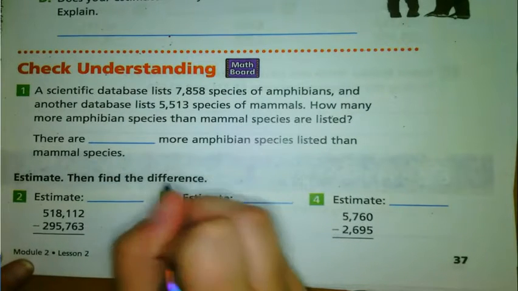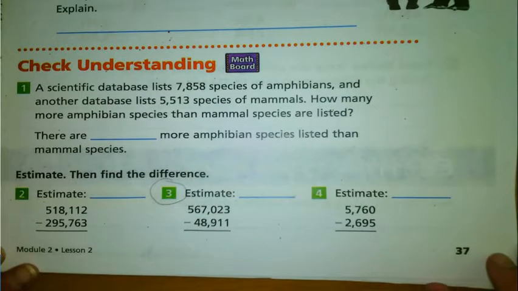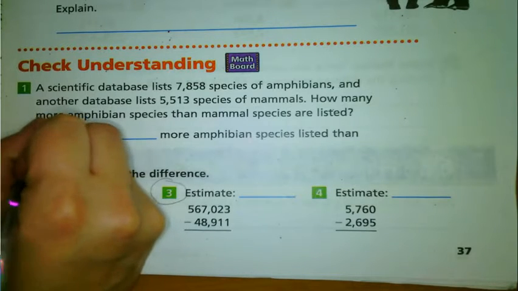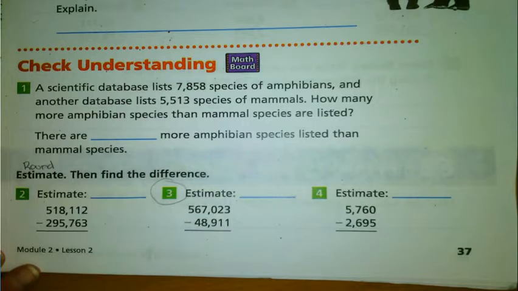So I'm going to come down here to number 3 in our workbook and do this one as an example. This is asking you to estimate and find the difference, and we've been talking about that a lot in class. At any time our math book asks us to estimate, they're asking us to round. And when we round, we're just looking for the highest place value.